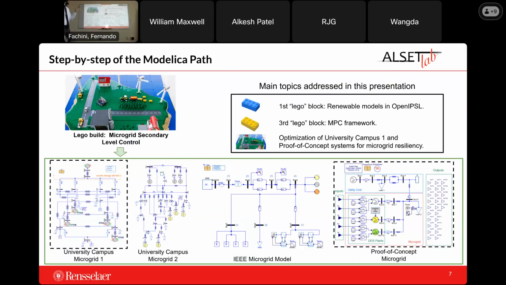But for the time being, and because of the time limitations, the main topics that I'm going to address in this presentation are the first Lego block, which is related to renewables, the third Lego block, which is the MPC framework, and the utilization of the MPC framework in systems, the proof of concept microgrid system, and the optimization of one of the university campuses.